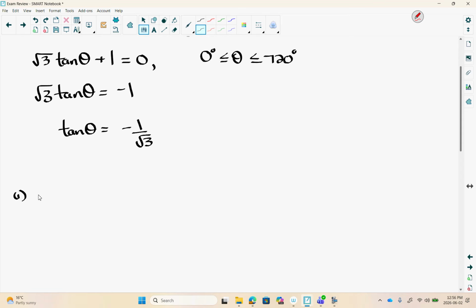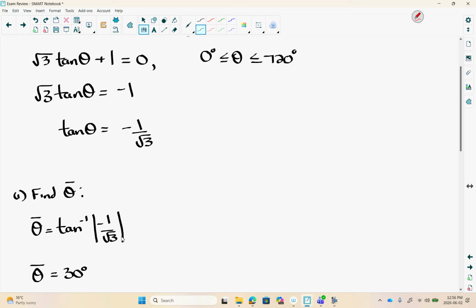We're going to move on to finding our reference angle. So step 1 is to find theta bar. And remember, theta bar in this case is going to equal the inverse tangent of the absolute value of -1 over root 3. Anyone want to do that? Anyone know what it is? It's 30 degrees. How do I know it's 30 degrees?